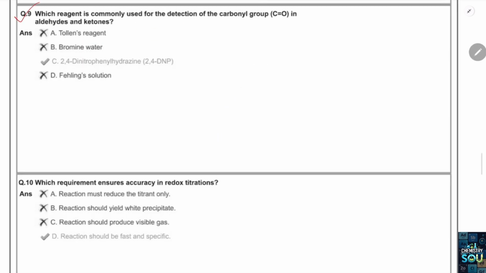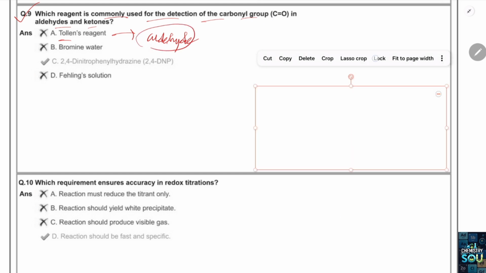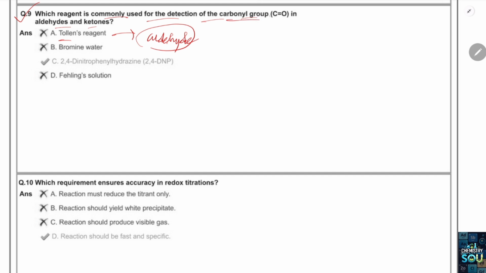Question number 9. Which reagent is commonly used for the detection of the carbonyl group in aldehydes and ketones? The Tollens reagent is used for identifying the aldehyde. The carbonyl group is contained in both ketone and aldehyde. So Tollens reagent is good for identifying the aldehyde.